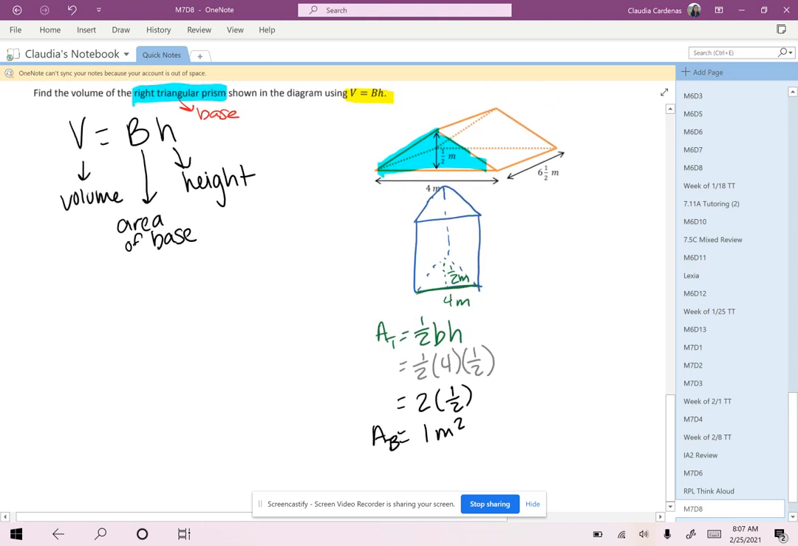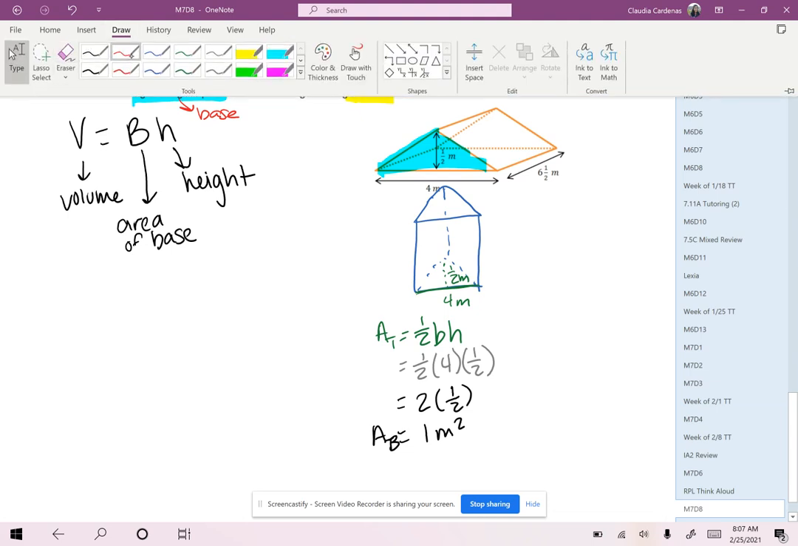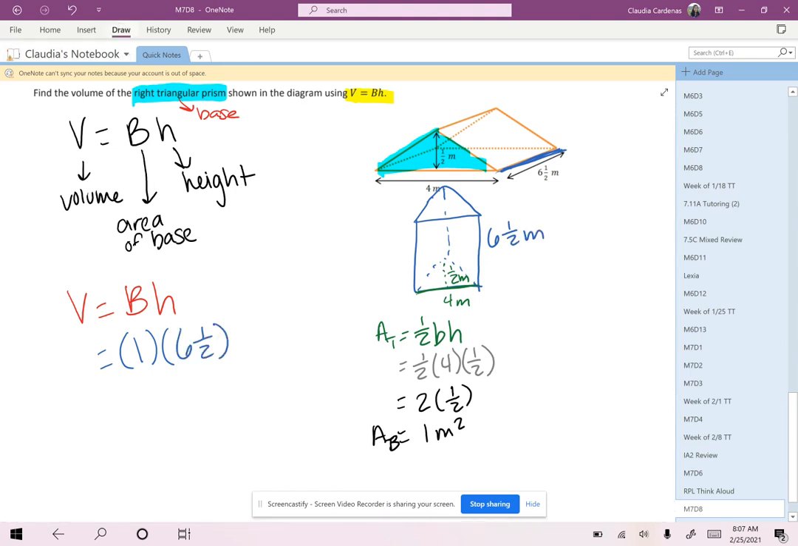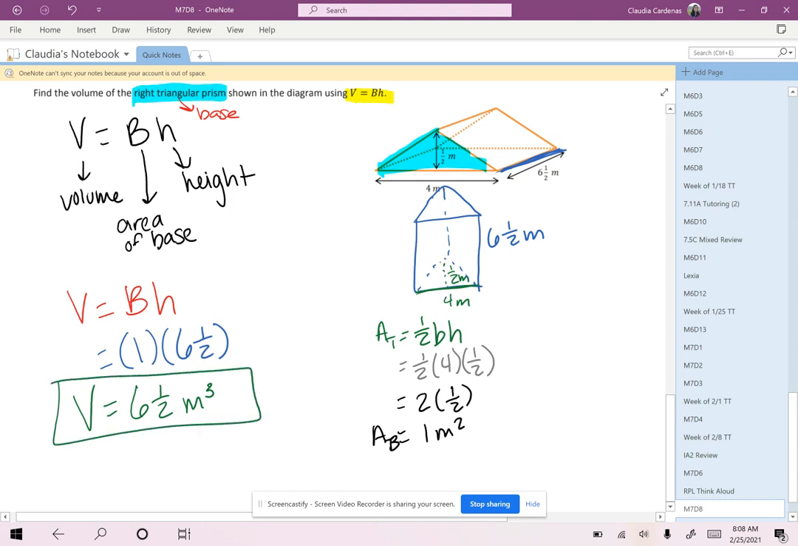And so now I can substitute that into our formula here. So volume equals area of the base times the height. We found the area of the base to be 1 square meter. And now we have to figure out the height of the entire prism if it was standing up. Well, I see that the height or the length of the prism laying down is 6.5 meters. So that would be the height if we flipped it back up. So I can substitute that into our volume formula as well. And we know anything times 1 is itself. So the volume is 6.5 meters cubed. So we have the volume of the prism.